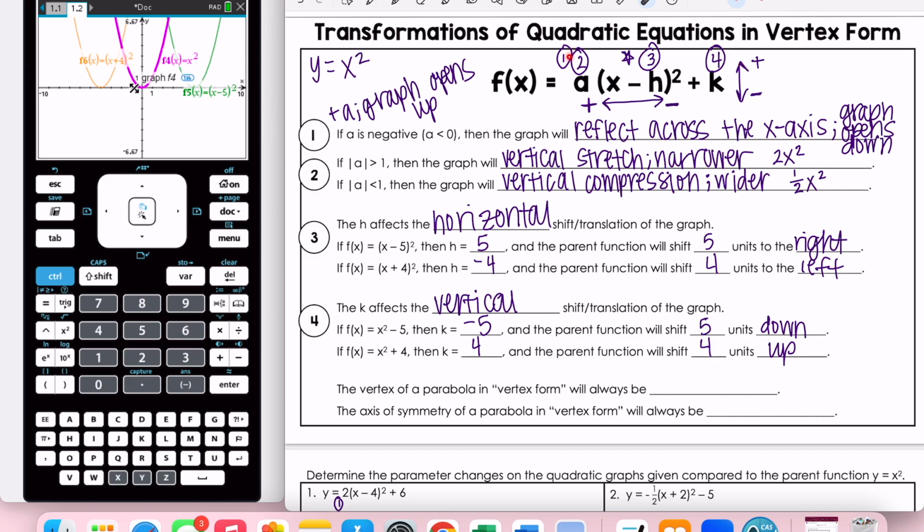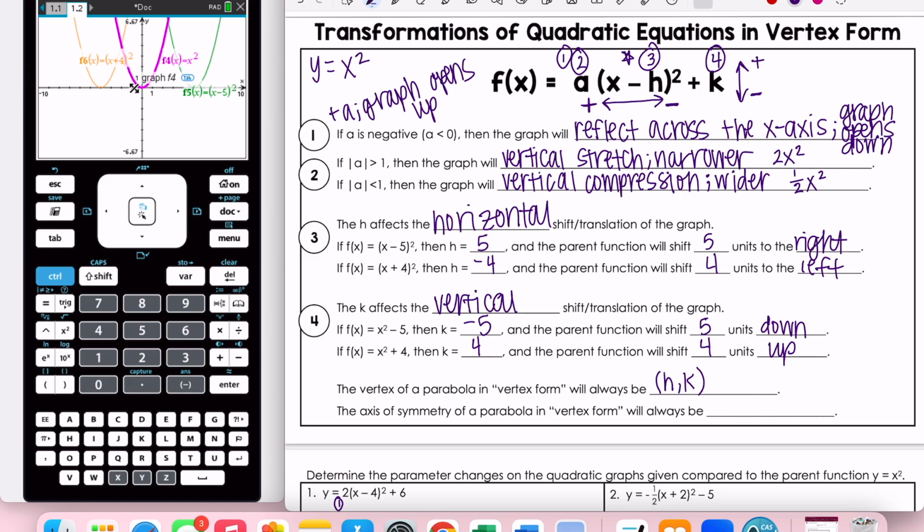Now, the vertex form equation also tells you a couple different things. Again, in the name, you see the word vertex. So the vertex of a parabola in vertex form will always be h, comma, k. So when we want to pull the vertex out of the equation, I'm going to look at h, and I want to think the opposite of that value, and then k will stay the same.